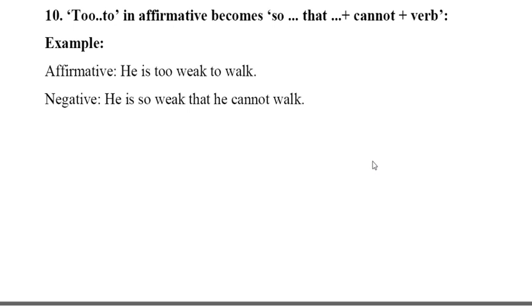Number 10, it comes: too in affirmative would be changed to so that plus cannot plus verb. So, he is too weak to walk. It would be changed like, he is so weak that he cannot walk. So too would be changed like so that plus cannot plus verb.